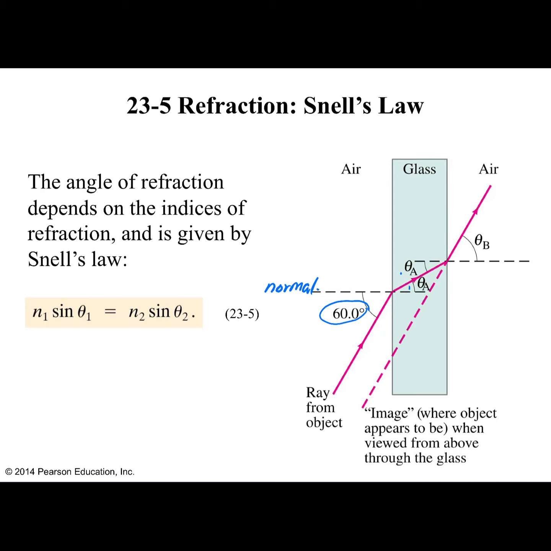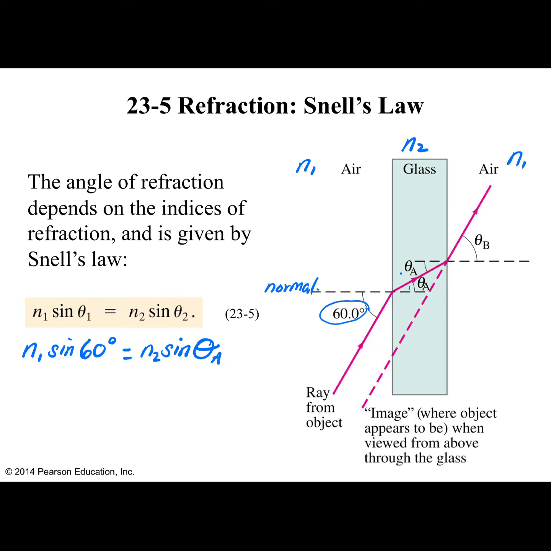Well, then the question is, when it bends away, we have theta B, and it goes out. What is theta B? Well, Snell's law tells us that n1 sine theta 1 is equal to n2 sine theta 2. So let's call air n1, and then the glass is n2, and we go back to n1. For the going in, we have n1 sine 60 degrees is equal to n2 sine, and instead of theta 2, I'm going to put what's labeled there, theta A.